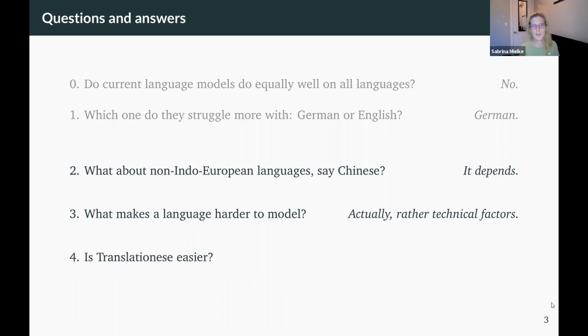And finally, the sort of icing on the cake in that paper, and what I think is the coolest takeaway, is what about translationese? Is translationese easier or harder? If you don't know what translationese is, we'll get into that at that point. It's going to turn out it's different, but it's not actually easier.